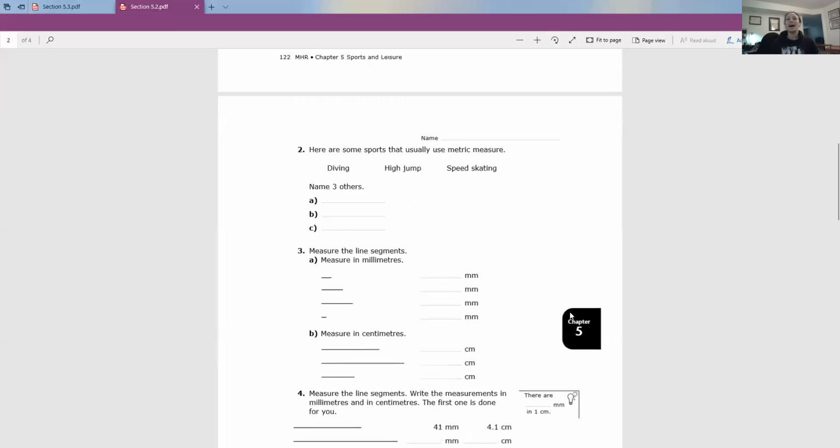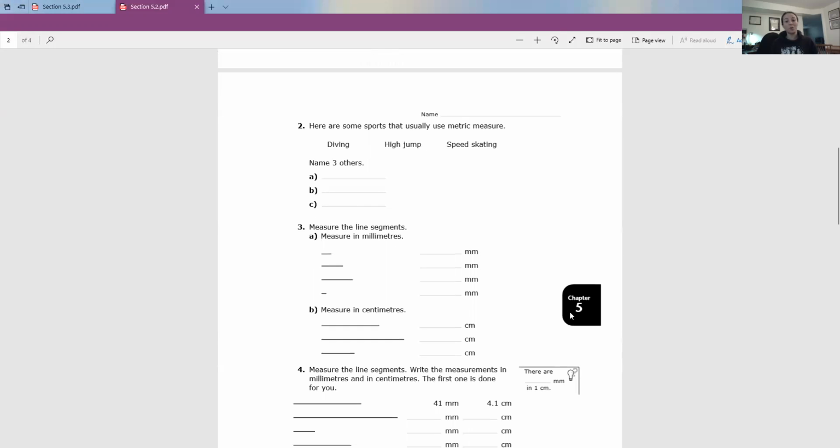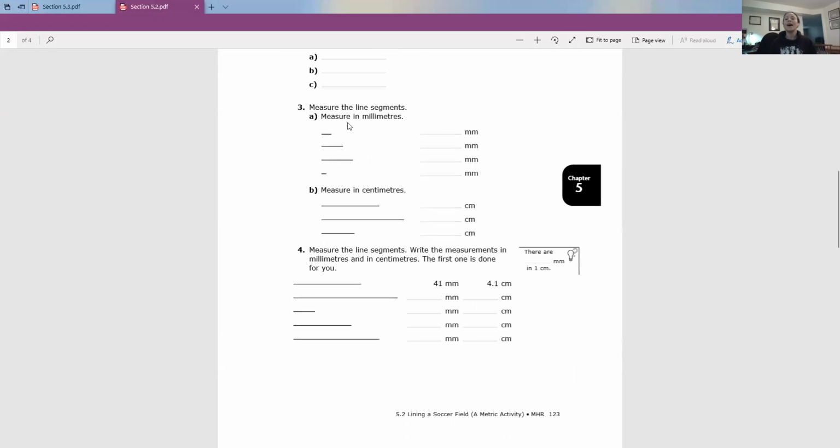Okay. Questions 2 to 5, you're going to be doing on your own. Think about any sports that you would have seen, diving, high jump, speed skating. They usually end up calculating them in a metric measure with like centimeters, meters, decimeters, kilometers. See if you can come up with 3 other sports that usually discuss metric units, okay?